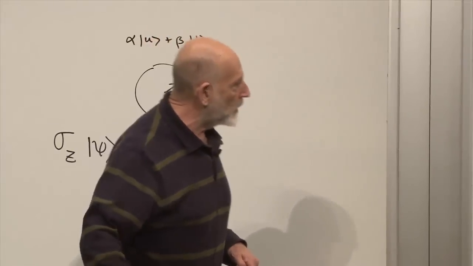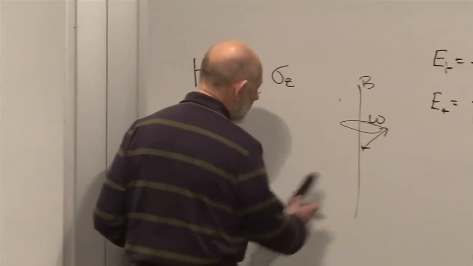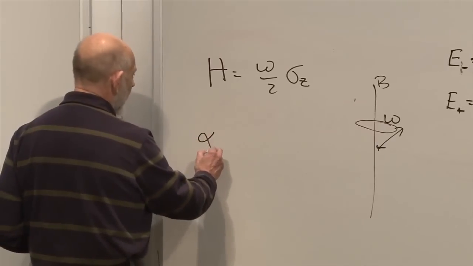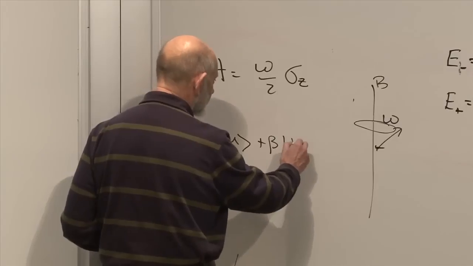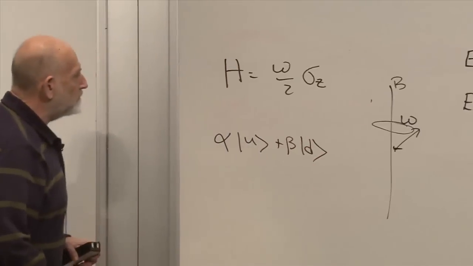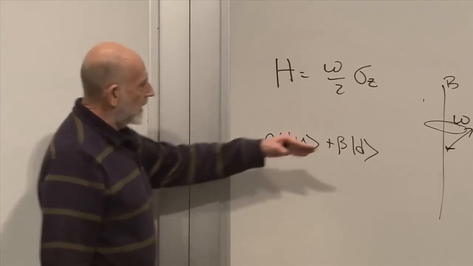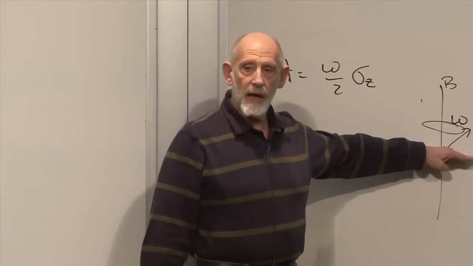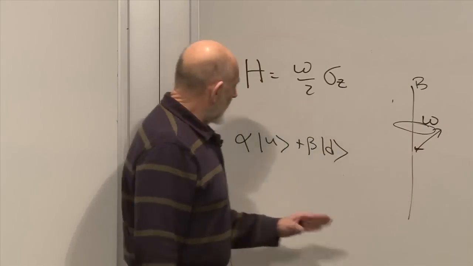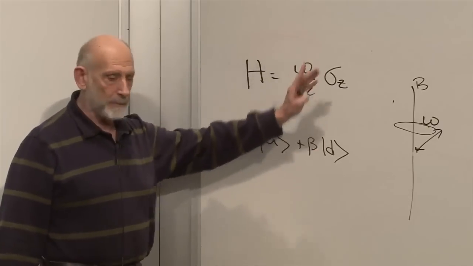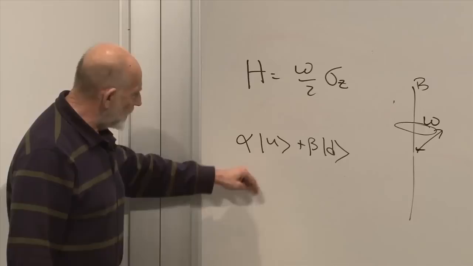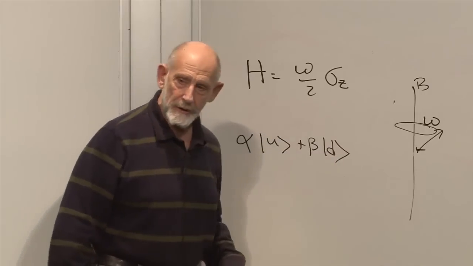In fact, let's suppose that the initial state is some alpha up plus beta down. If alpha and beta are equal, that corresponds to being oriented along the x-axis. If alpha is 1 and beta is 0, that's pointing up. If alpha is 0 and beta is 1, that's pointing down.